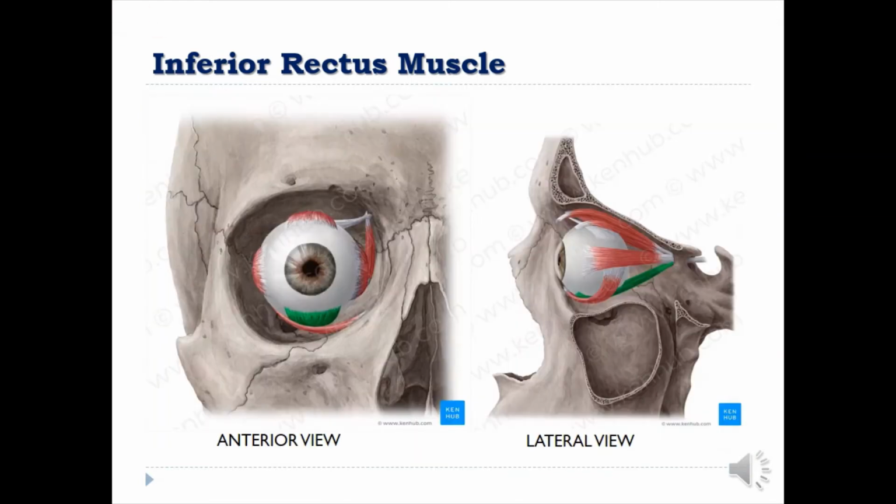Similar to the previous superior rectus picture, the muscle that is colored in green is the inferior rectus. Easy to remember, inferior rectus is located inferiorly. It is originating from the inferior part of the common tendinous ring, and it is running parallel to the floor of the orbit. Superior rectus was running parallel to the roof of the orbit. You can see it over here. This is the medial rectus.